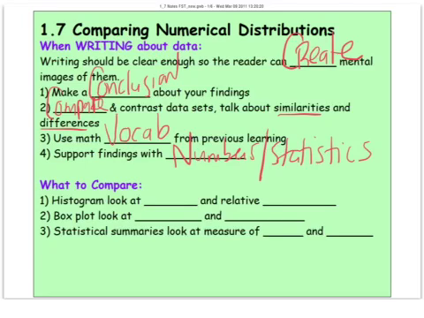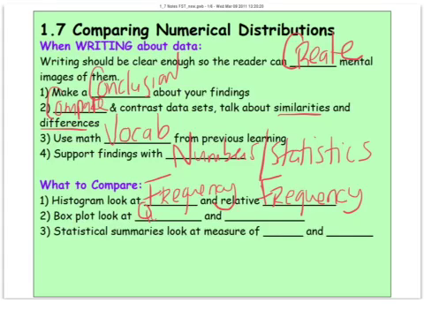Now in this section you're going to be asked to compare histograms and box plots. When you are comparing them, the first thing to look at for a histogram is the frequency and the relative frequency, because that's really what a histogram is about: either the counts by interval or the percentages by interval. If you're comparing box plots, for number 2, you want to look at the quartiles and the percentiles, because that's what box plots are all about.